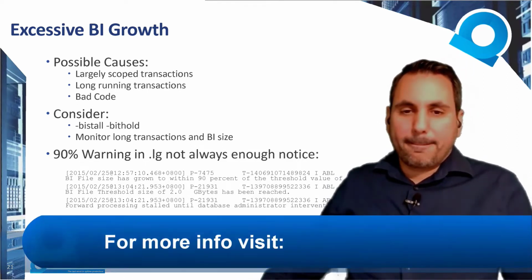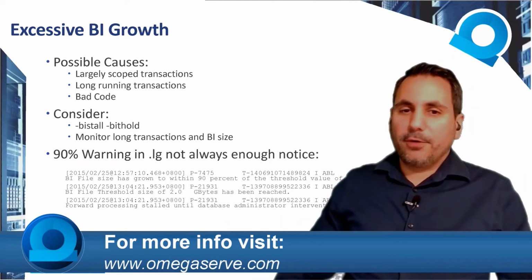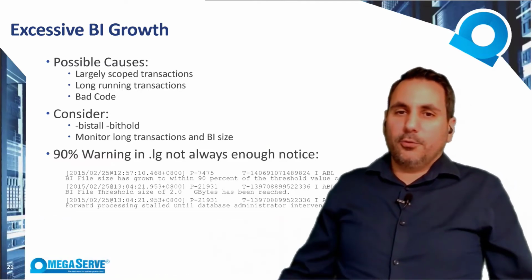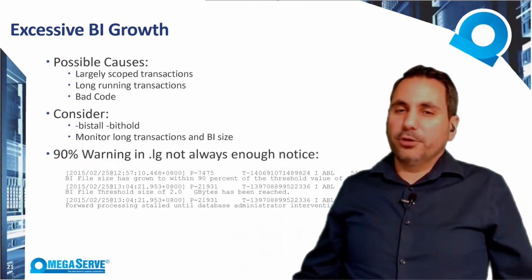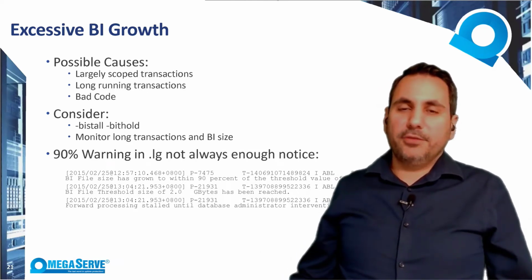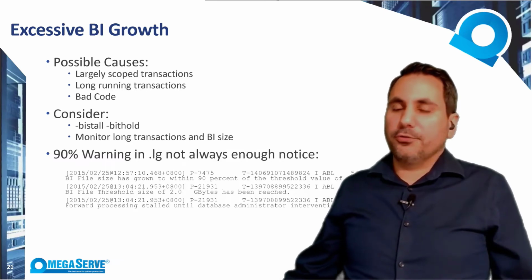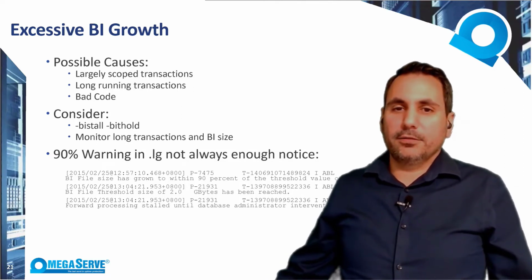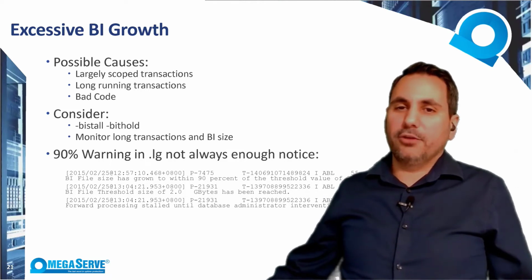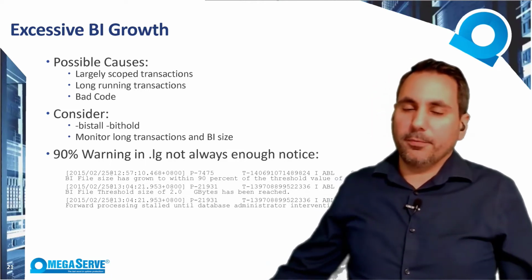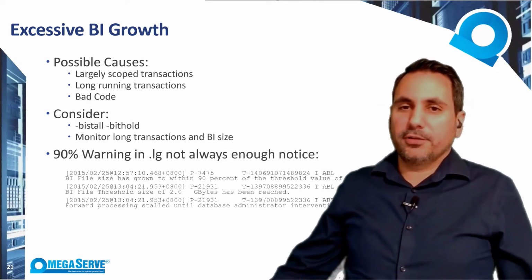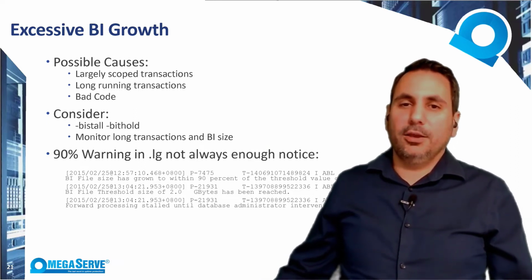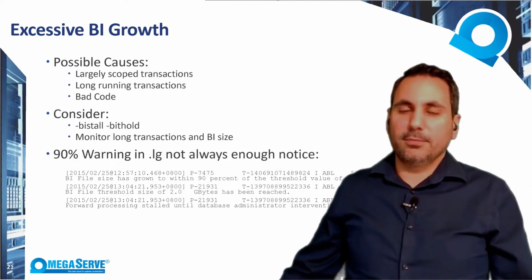Now, some things to consider to prevent that. There is a parameter in Progress called BI stall and BI threshold, or -bithold. What these parameters do is, when the BI file reaches a certain threshold, instead of crashing your database and filling up the space, it'll stall. What's dangerous here is that it behaves like a crash, and if the database administrator or the person managing the environment is not aware of them, you can end up in a pickle, because the database will look like it crashed, but it hasn't actually crashed. So if you do decide to put those features in, you need to be aware of them and know what actions to take so that the database does not stall.